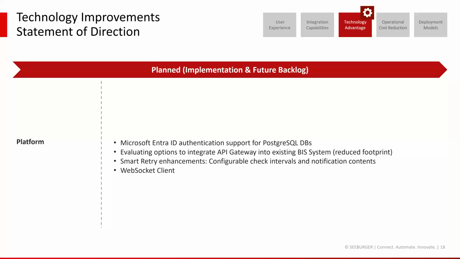We're currently evaluating options to integrate the API gateway with a reduced footprint into existing BIS systems, so minimizing the gateway and making it more easily rolled out in your environment. We're planning further enhancements around smart retry to better configure the check intervals and also the information that is contained in the notifications, so to make it easier to monitor and resolve issues around smart retry and partner connectivity.